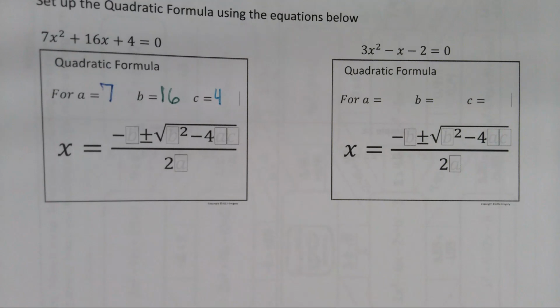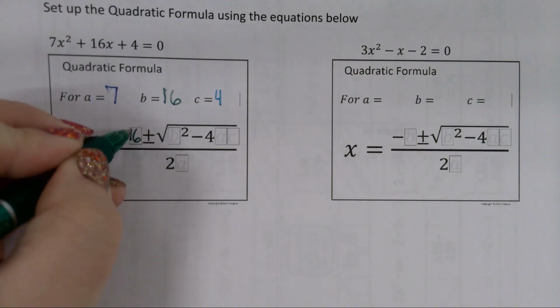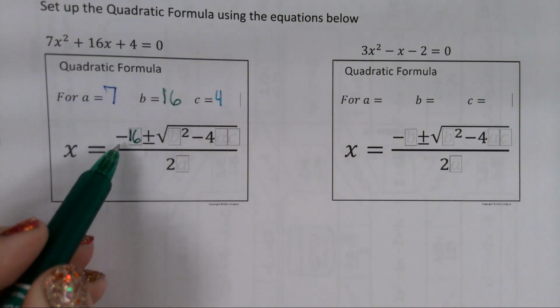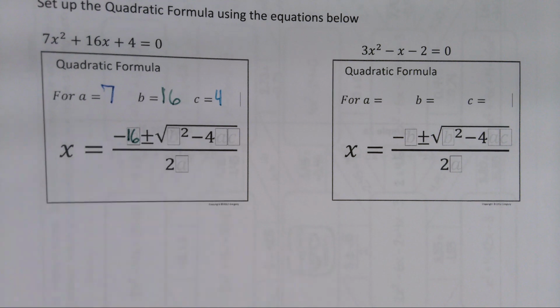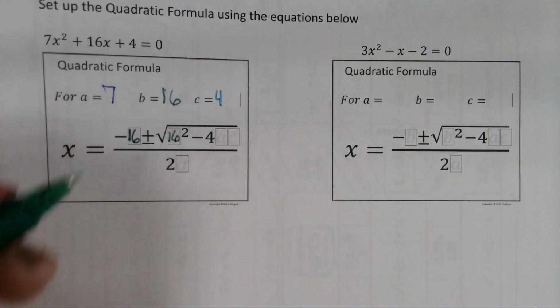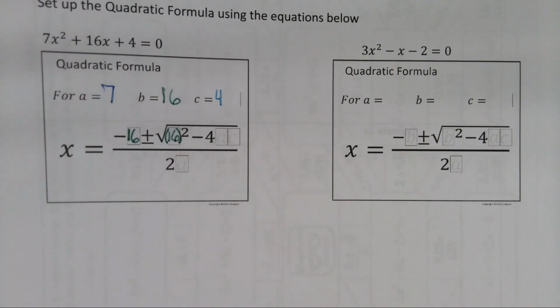Our b is 16. Now it does say negative b, so if this 16 was negative, that would mean that we would need to change this to positive b. And then we have b squared. And we always want to put our b term in parentheses before we square it. If it was a negative number and we didn't put it in parentheses, we would get an incorrect answer in our calculator. So be sure to always put that in parentheses before you square it.